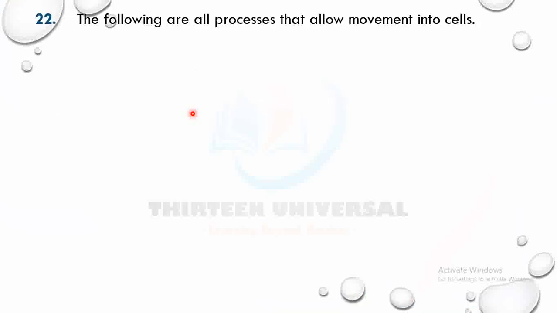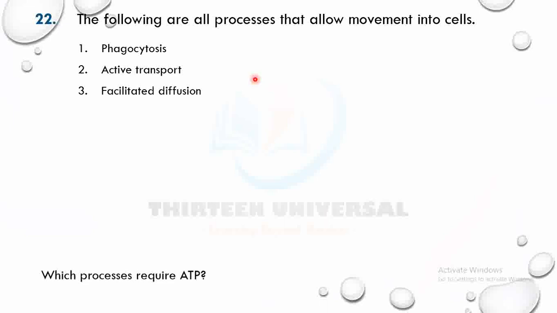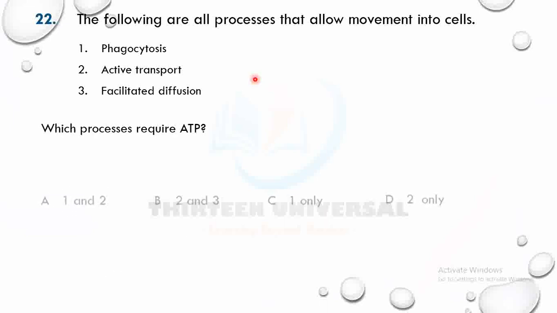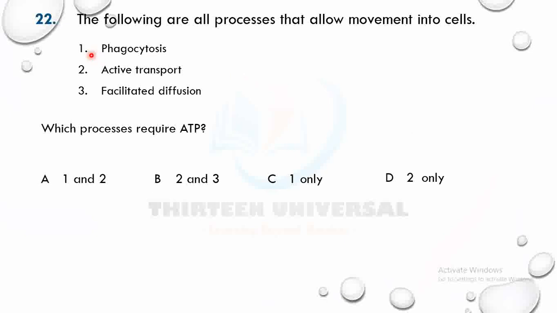The cell doesn't die. The following are all processes that allow movement into cells. Which process requires ATP? I think we saw this question before. Phagocytosis and active transport, two of them require ATP. Phagocytosis requires ATP for formation of vesicles. Active transport is for movement against the concentration gradient. So that's one, and two, they require ATP.